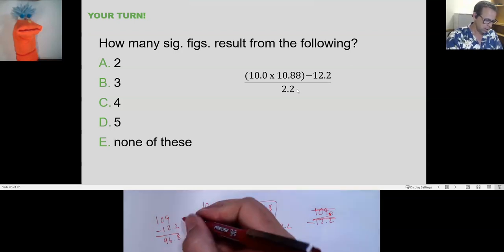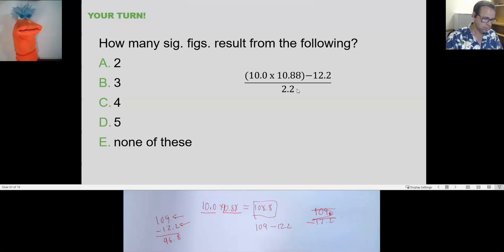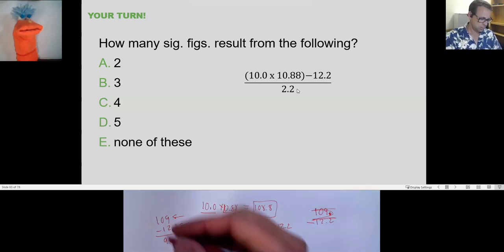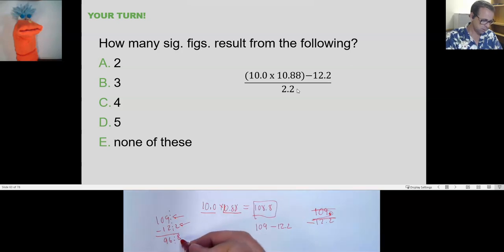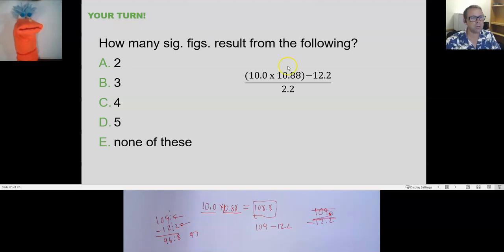96.8. And the arrows here, right, indicate to me that I have to cut off my significant digits right there. So 96 is going to be rounded because of that 8 up to 97. All right. So now by doing the math here, I get 108. By doing the math here, I end up with 97.